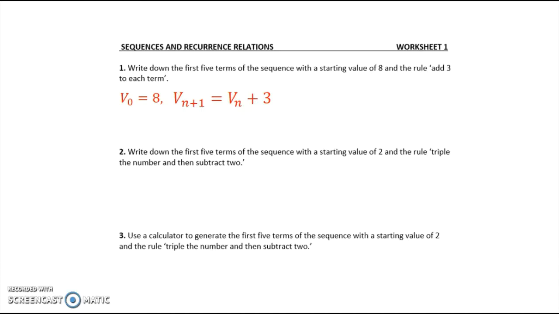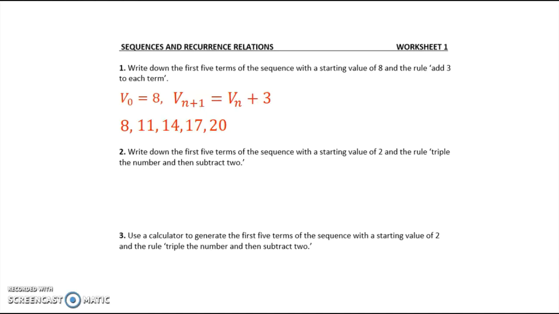Now, what we know is we can start at 8 and add 3 each time. So we have 8 add 3 is 11, then we have 14, 17, and lucky last 20. So we're adding 3 each time. That's basically it. So number 2, we're going to write down the first 5 terms of the sequence with a starting value of 2 and the rule triple the number then subtract 2.